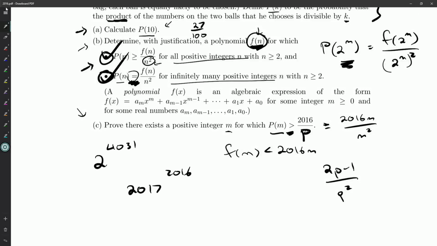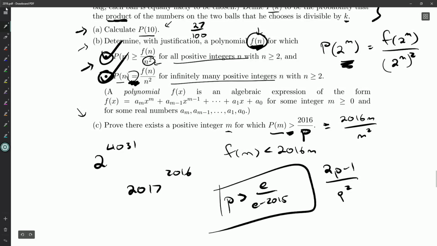And you can actually use that formula. What was it? P greater than E over E minus 2015 to find really any of them. I think that should completely characterize all m's being equal to powers of primes that do this. But I have gone on for a little too long. I think we're going to close things off there. It's been a very interesting 2016 paper.